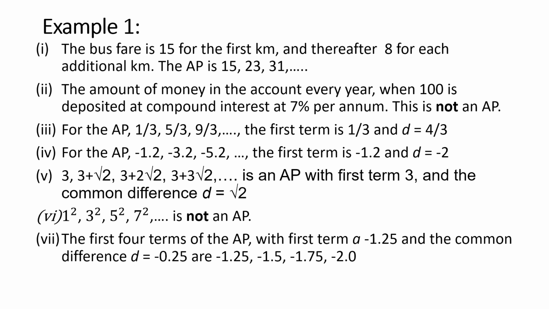Example 1. The bus fare is 15 rupees for the first kilometer and thereafter 8 rupees for each additional kilometer. Then the AP will be 15, 23, 31 and so on.